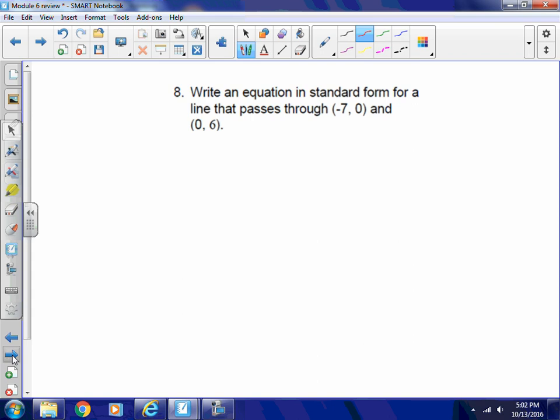Number 8, write an equation in standard form for a line that passes through negative 7, 0 and 0, 6. I would actually really go ahead and calculate my slope. Don't do shortcuts. It'll only take you a second. M equals y2 minus y1 over x2 minus x1.